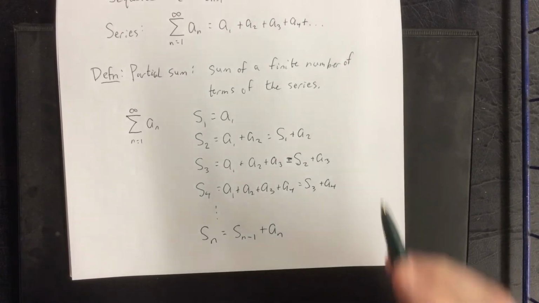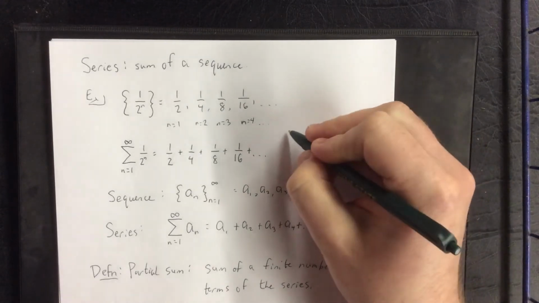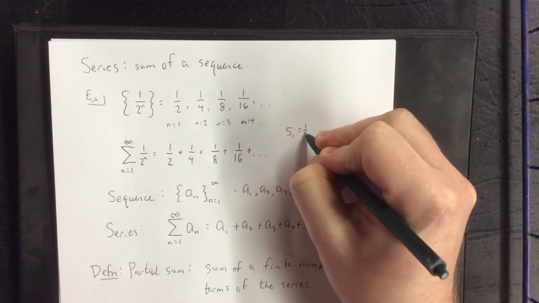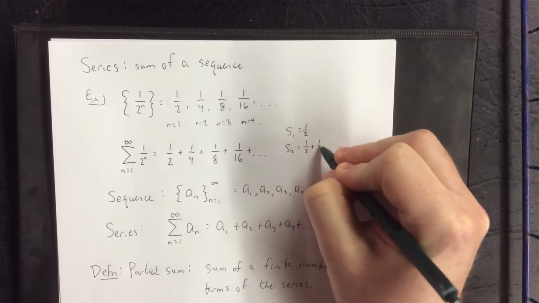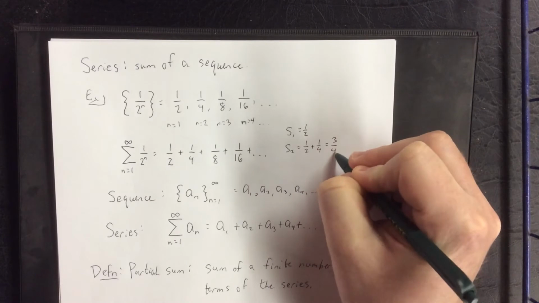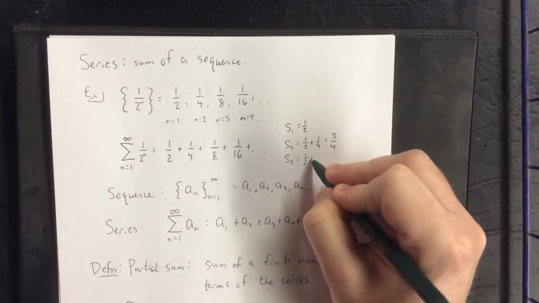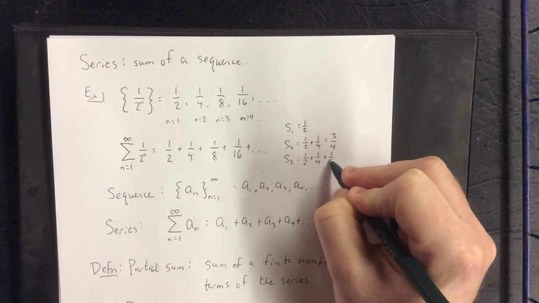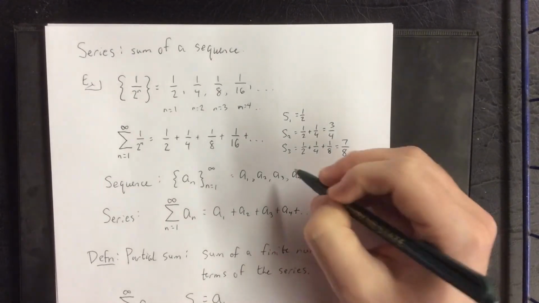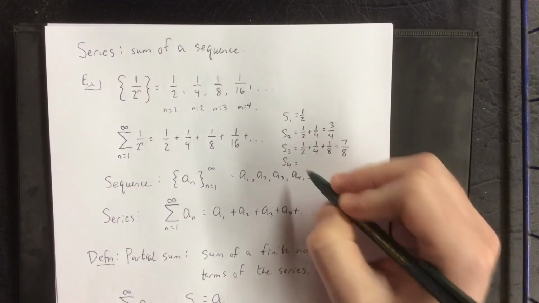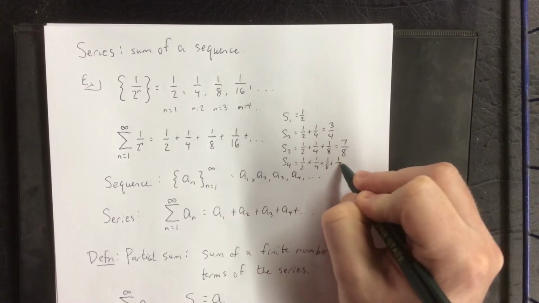For example, heading back up to the series that we had at the top of the page, the first partial sum would be 1/2. The second partial sum would be 1/2 plus 1/4, which is 3/4. The third partial sum would be 1/2 plus 1/4 plus 1/8. Getting a common denominator, that would add up to 7/8. And the fourth partial sum would be 1/2 plus 1/4 plus 1/8 plus 1/16.